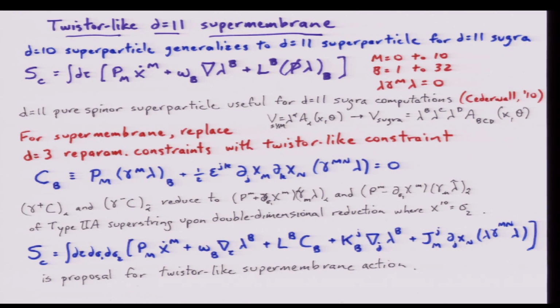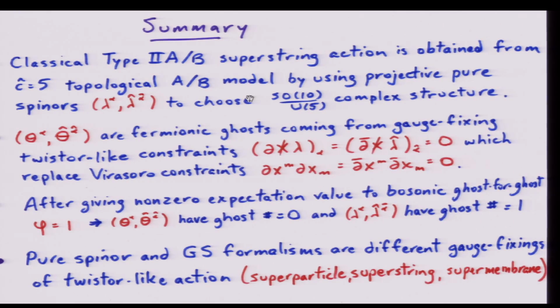Okay, so let me just summarize. There are essentially four things we've shown. The proposal is that you can get the classical, and it's classical because the fermions, the ghosts, are not yet in the theory, the classical 2A and 2B superstring action just from the topological A and B model, C hat equals 5, by using these projective pure spinors to just choose the complex structure. So that's a rather elegant idea.